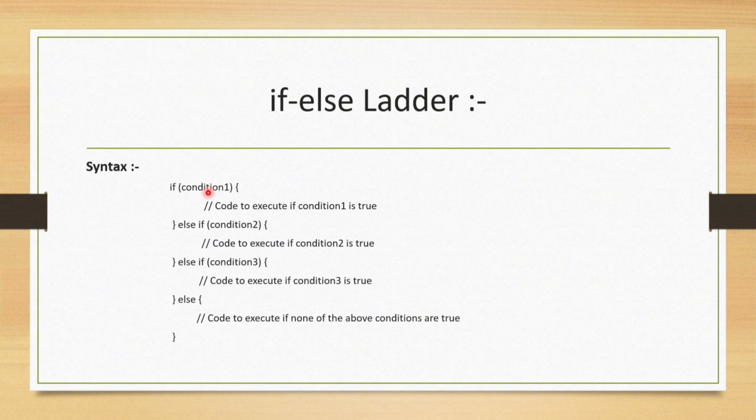If condition 1 becomes true, this set of code will be executed. If this condition becomes false, then condition 2 will be checked by the compiler. If condition 2 becomes true, then this part of the code will be executed. If condition 2 also becomes false, then condition 3 will be checked. If condition 3 becomes true, then this part of the code will be executed. If all three conditions are false, then the else part will be executed. Now let us understand this with one example.